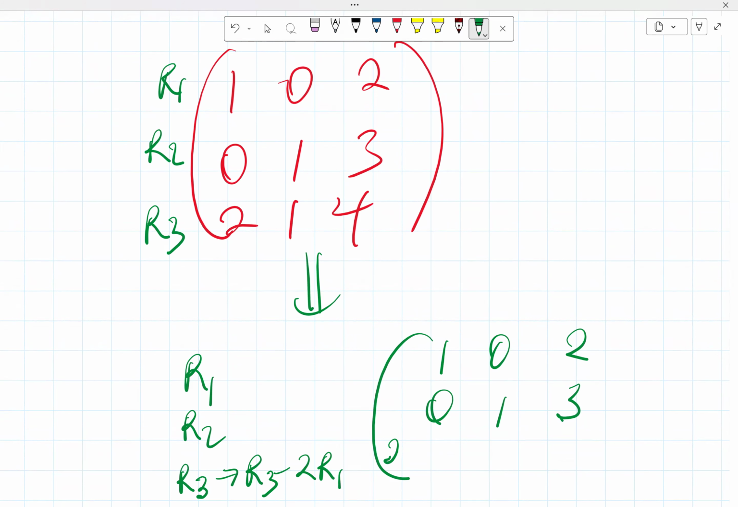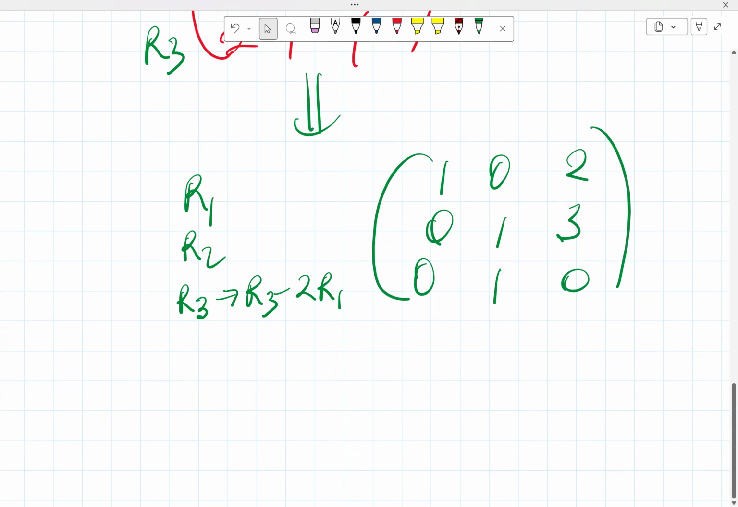Then you have 2, this 2 here, minus 2 times the 1 up here. So that's 2 minus 2, which will be 0. Okay, so this is 0 now. Then come to this one. It's 1 minus 2 times 0. So 2 times 0 is 0. So 1 minus 0 is still 1. Done. Then here you have 4 minus 2 times 2, so 4 minus 4, and that is also 0.